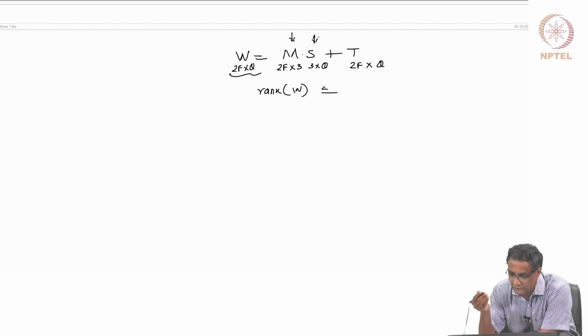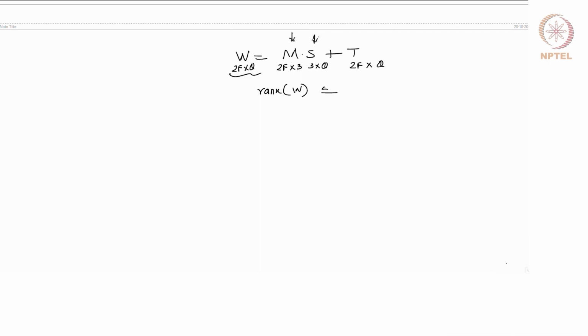Okay, therefore rank of W, what is the rank of A plus B? Less than or equal to rank of A plus rank of B. Therefore, rank of W is less than or equal to 4. Rank of T is less than or equal to 1, rank of M into S is less than or equal to 3, and therefore rank of W can be less than or equal to 4. But now we are going to nullify the translation and make it rank 3.